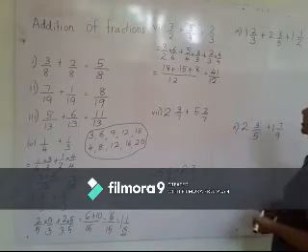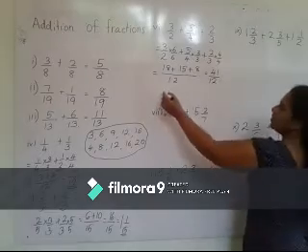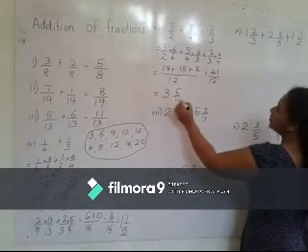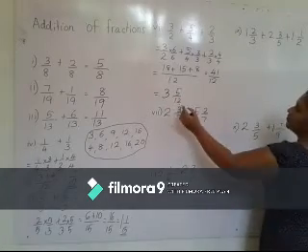Then how many groups are there? 12 times 3 is 36. 5 remains out of 12. So 3 with 5/12.